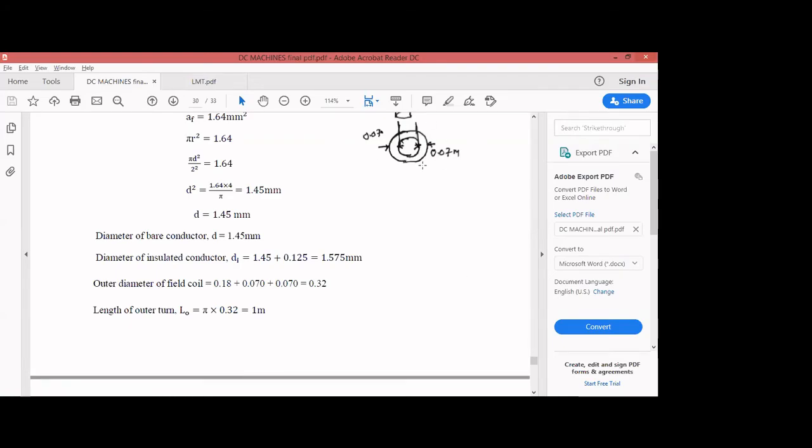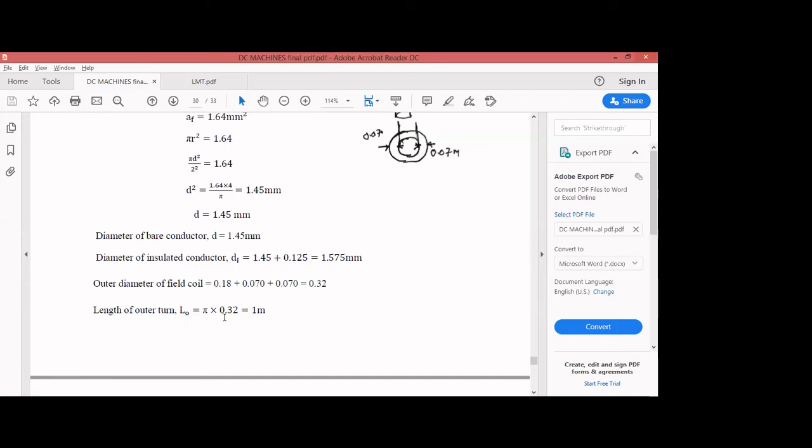Now the outer diameter you know, but what you have to calculate is the length of mean turn. So I can get the length of outer turn LO, which is nothing but pi into D. Length of outer turn, pi into D. Here D is 0.32. LO is equal to pi into D. Already got the outer diameter. Okay, length of outer turn will be what?